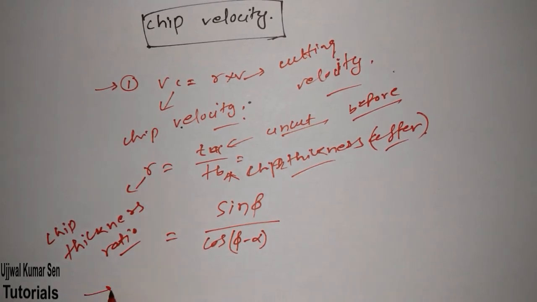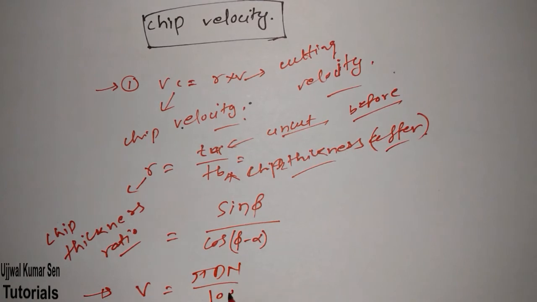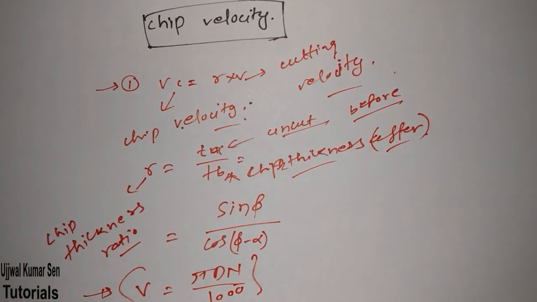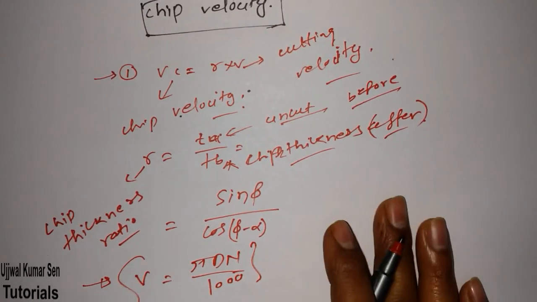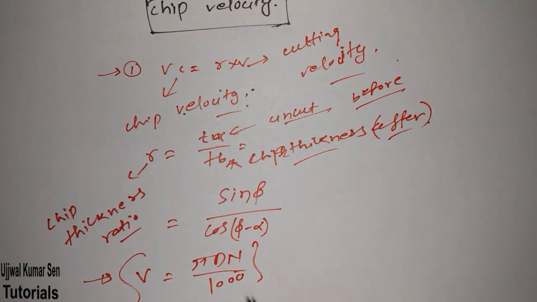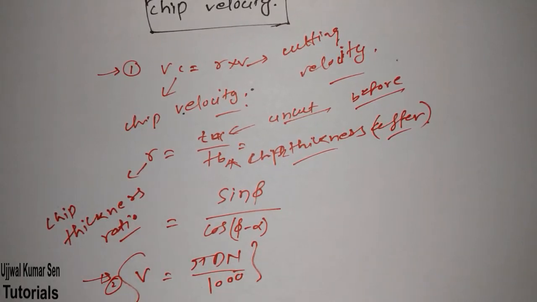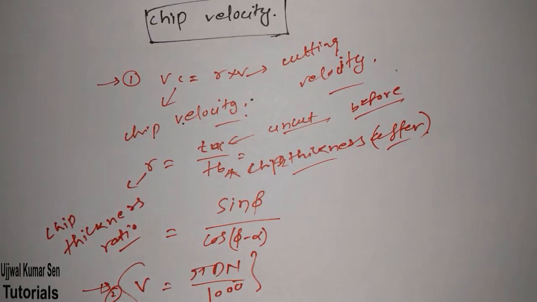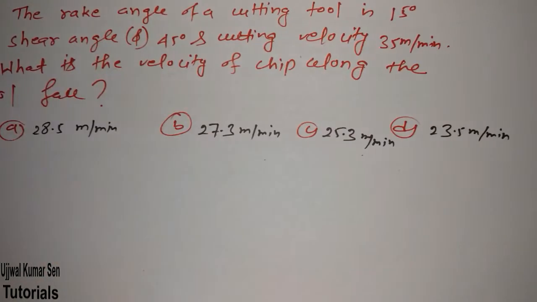Another thing is that we know v is equal to pi d n by 1000. We can also use this formula to find out velocity. If we are given the relation, then we can easily find out velocity also. So these two formulas are most important for solving problems related to chip velocity which have been asked in GATE previous years. But I am waiting for you. So let's go for the first question.